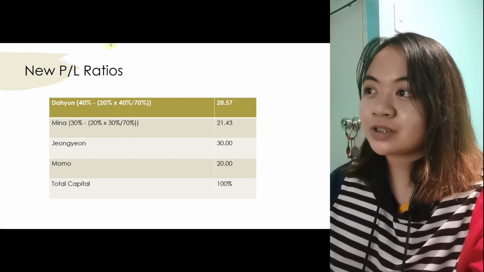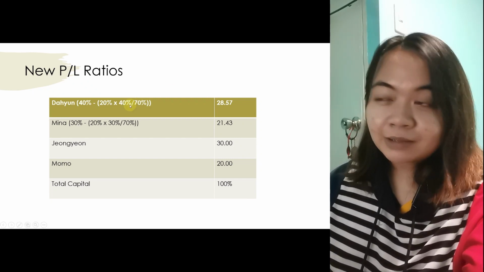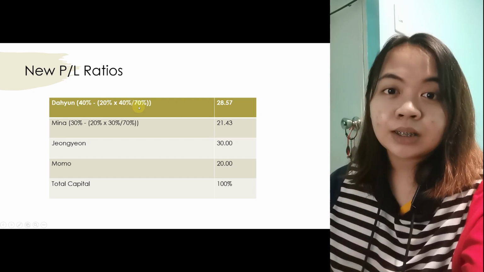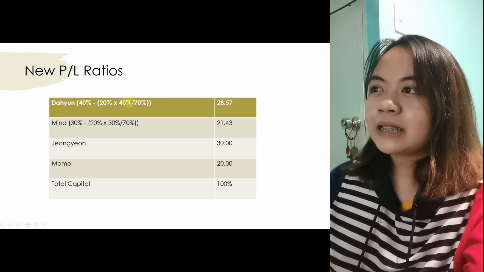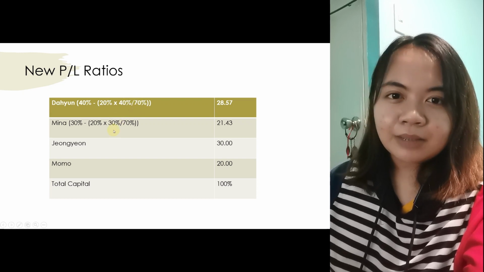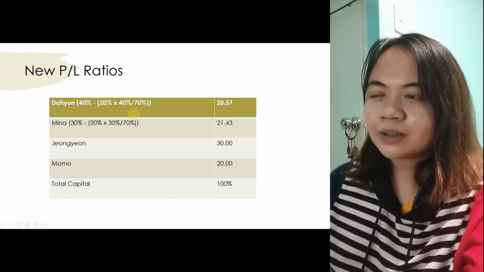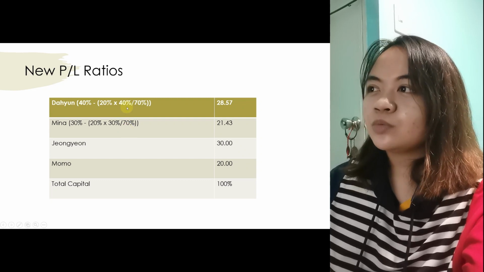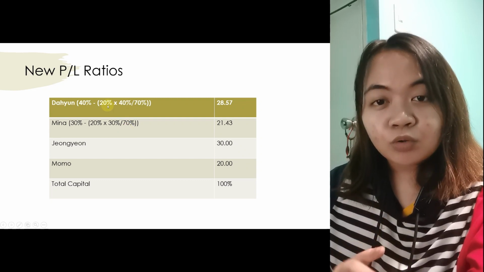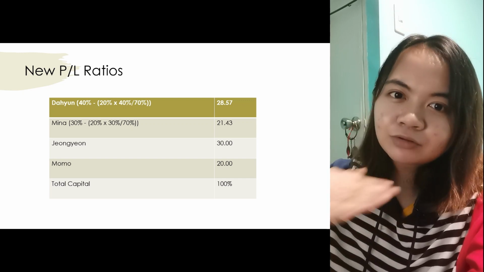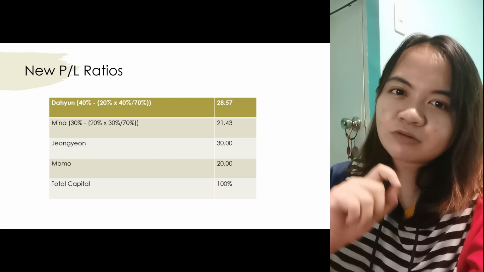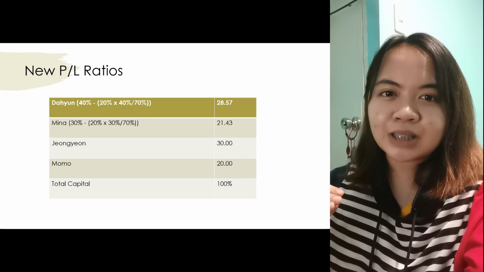Diba, familiar ka na dun sa ratio? 40% because sila lang naman dalawa ni Mina ang may selling na nangyari. Sila lang dalawa dapat na capital balances yung ma-adjust. So, yung capital ratios nilang involved. So, 20%, yun yung binili ni Momo. Gusto mo malaman kung magkano yung share ni Dayon doon. So, 20% times 40% divided by 70%.